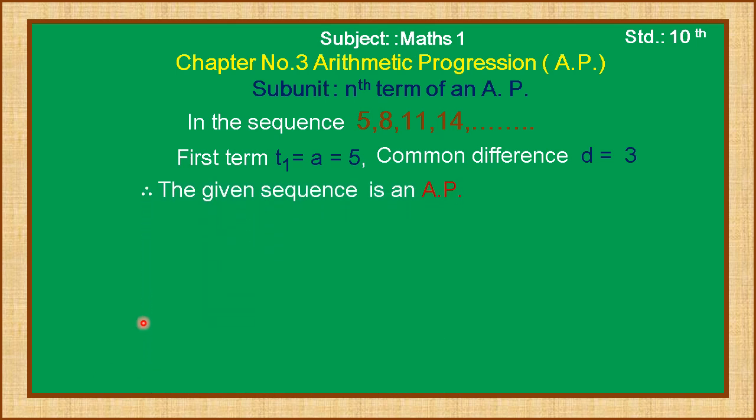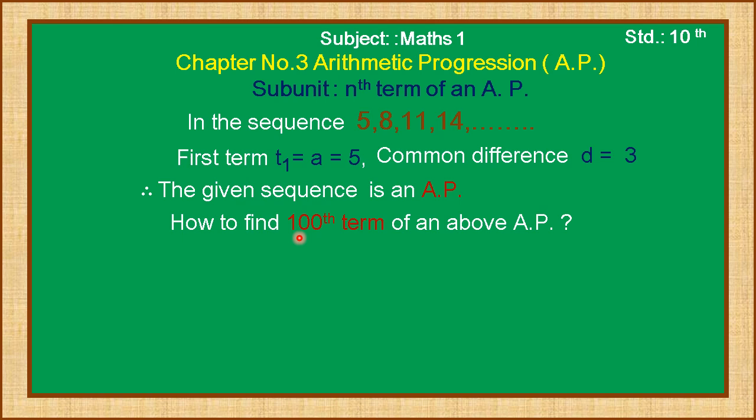Therefore, the given sequence is an AP. The given sequence 5, 8, 11, 14 is an AP because the common difference between each consecutive term, D, is equal to 3, constant. Now the question is, how to find the 100th term of the above AP 5, 8, 11, 14? Now how to find the 100th term?